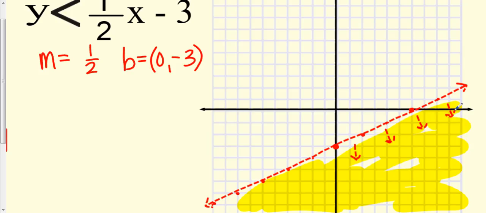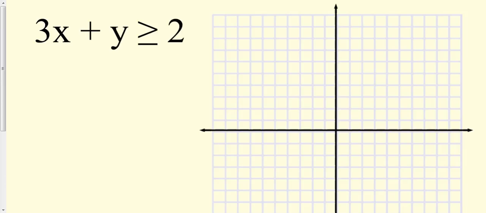I guess I'm still on dotted mode here. And so that is below the line. So all of our decreasing y values. So number two, I have 3x plus y is greater than or equal to 2.